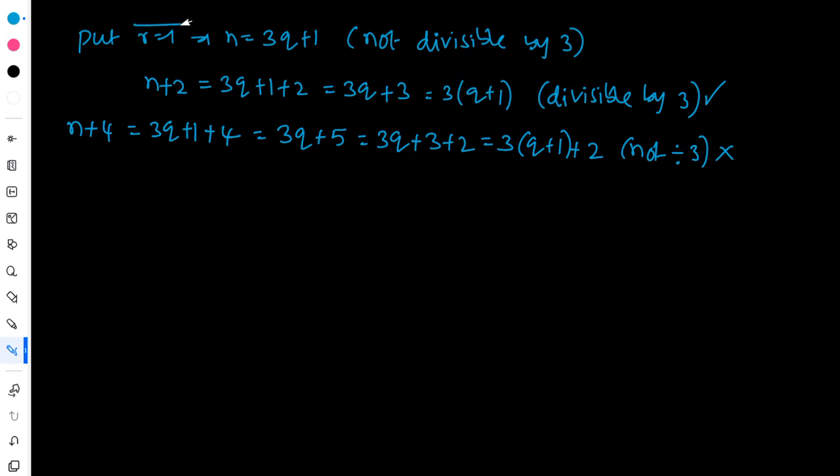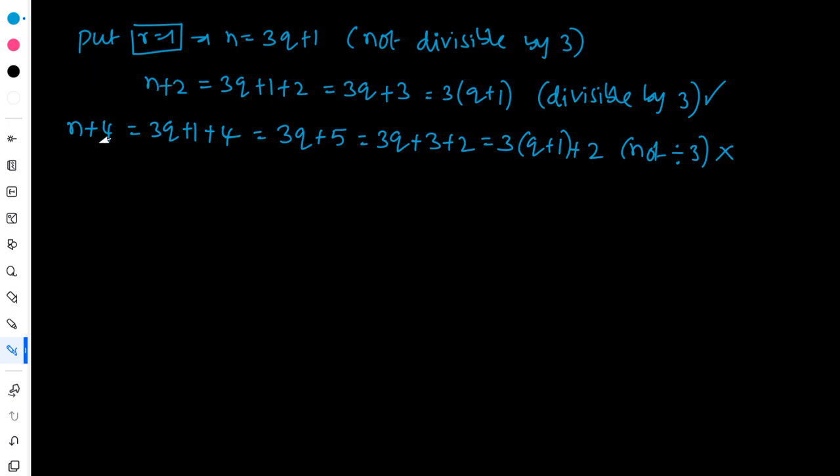Put r equals 1 and check the values of n, n plus 2, n plus 4. r equals 1, n equals 3q plus 1, which is not divisible by 3. Now take n plus 2: 3q plus 1 plus 2 becomes 3q plus 3. 3 common, 3 times (q plus 1). Yes, it is divisible by 3. Now take n plus 4: 3q plus 1 plus 4 is 3q plus 5. 5 can be written as 3 plus 2. From the first two terms 3 is common, 3 times (q plus 1) plus 2. It is also not divisible by 3. So we proved among n, n plus 2, n plus 4 only one number is divisible by 3.